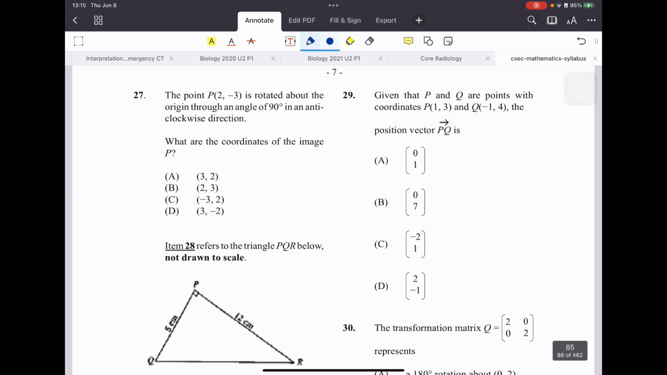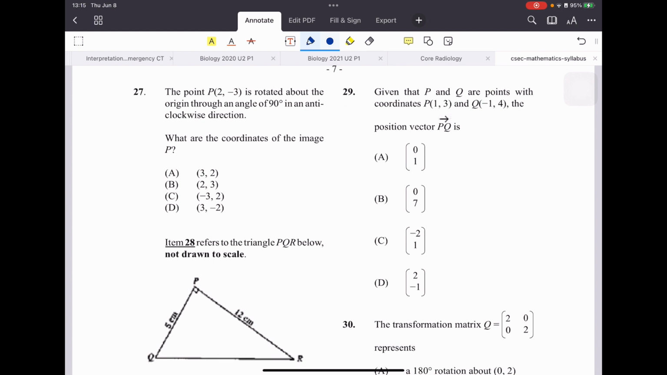On to some matrices now. The point P, which is (2, -3), is rotated about the origin through an angle of 90 degrees in an anti-clockwise direction. So they want to know what are the coordinates of the image of P. So this is where learning your transformation matrices comes in very handy.